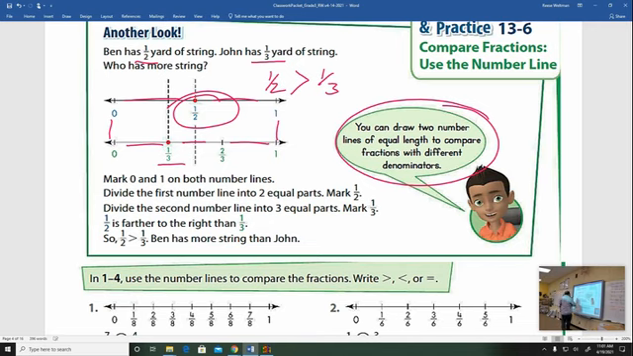Now it says mark 0 and 1 on both number lines, which we did. Divide the first number line into 2, which we did, and mark 1/2. Remember guys, always mark the points, okay? Divide the second number line into 3 equal parts and mark 1/3, which we did. 1/2 is farther to the right than 1/3, so 1/2 is greater than 1/3. Guys, in the another look section, they always give you the answer, okay? So you have to read it because it tells you exactly what to expect when you move on.